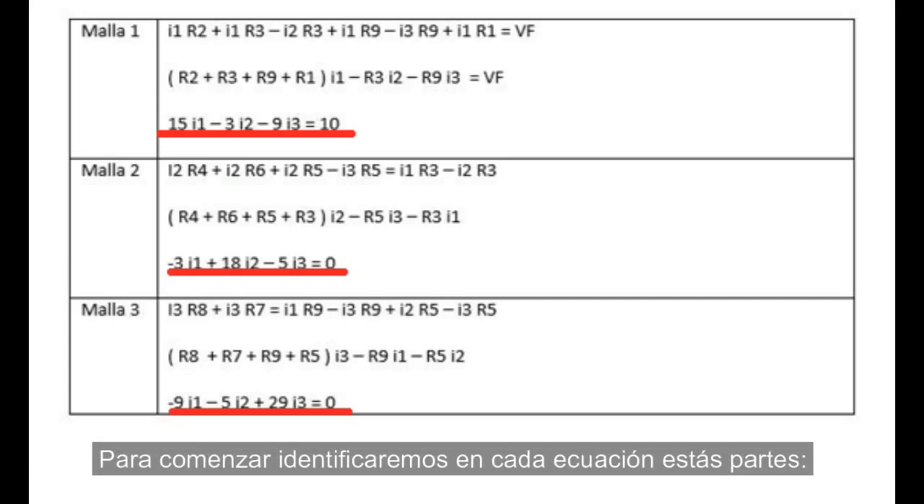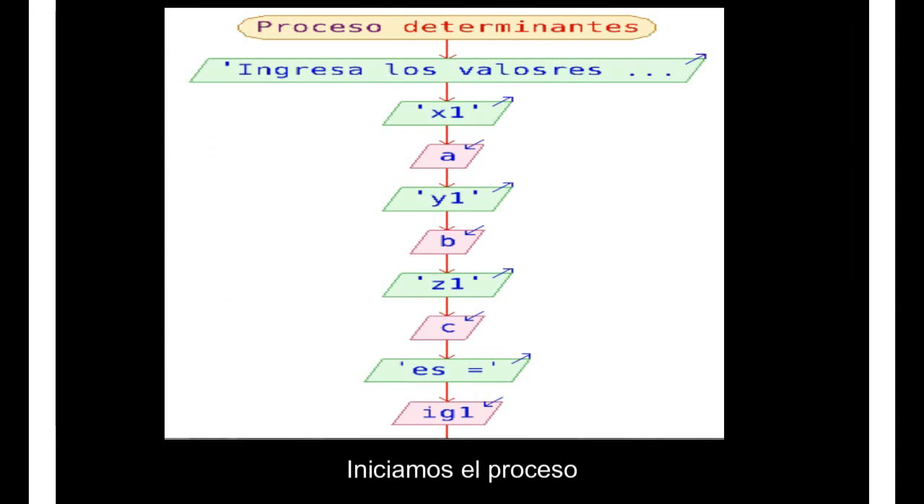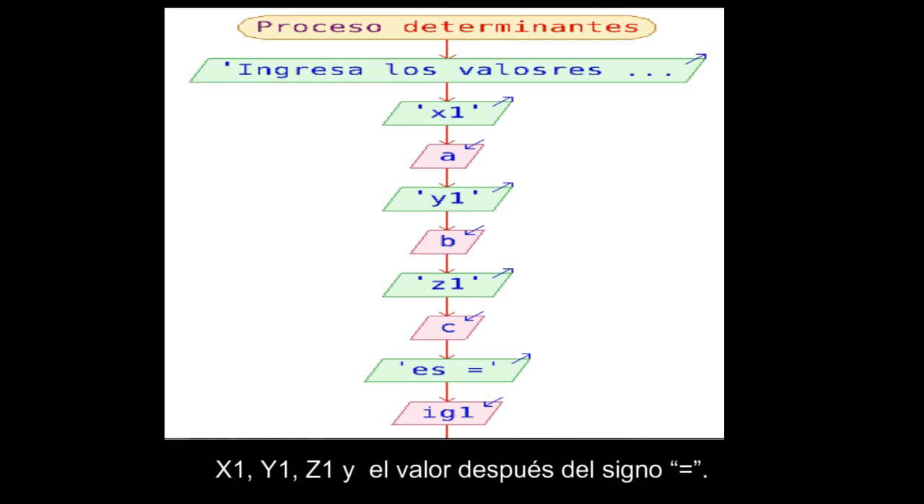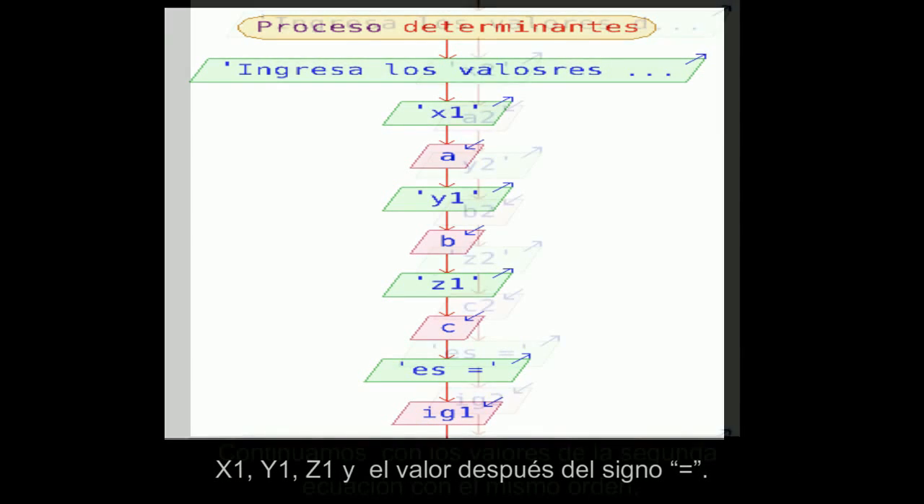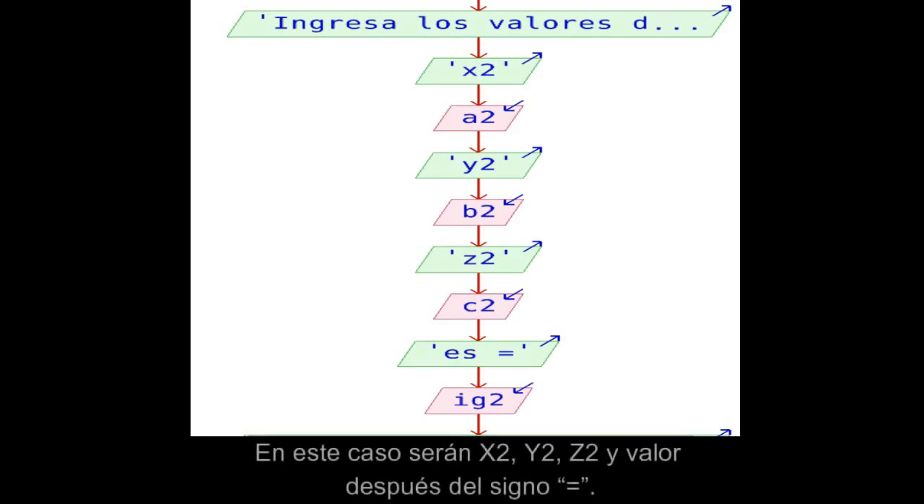To begin, we will identify the following parts in each equation. We will identify the numbers accompanying the intensities, and we will start with mesh number 1. We start the process. We ask for the values of the first equation to be solved as x1, y1, c1, and the value after the equal sign. Then the values of the second equation in the same order, in this case x2, y2, c2, and the value after the equal sign.